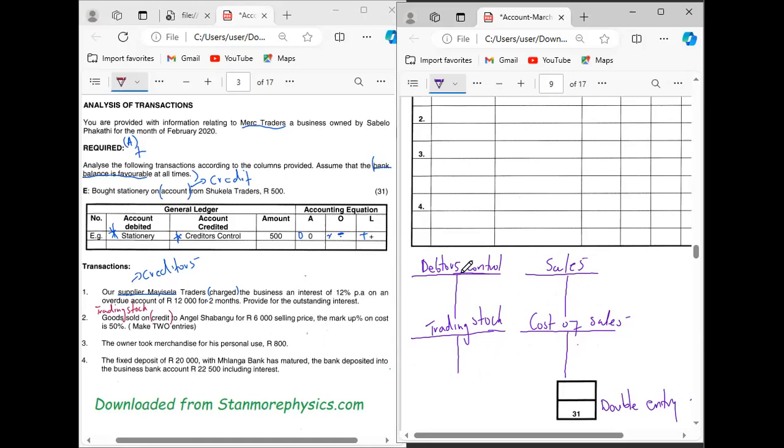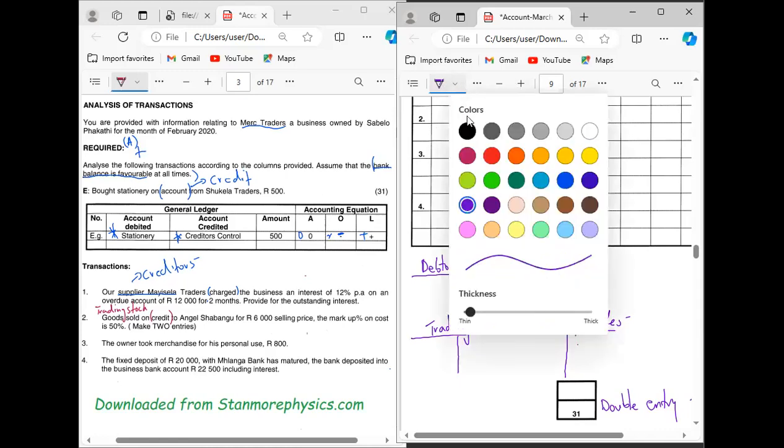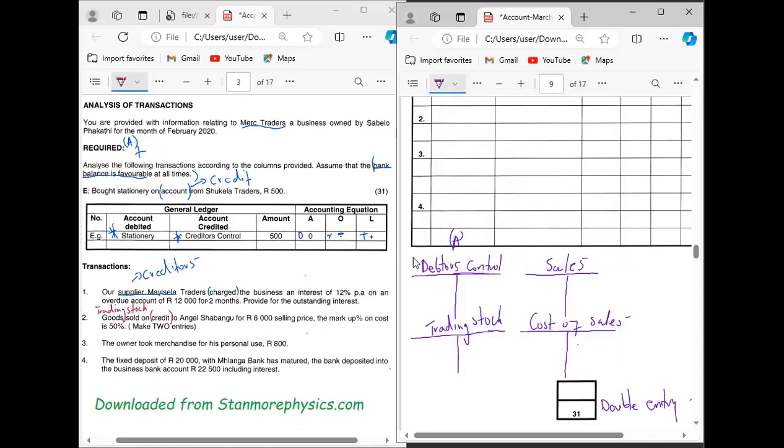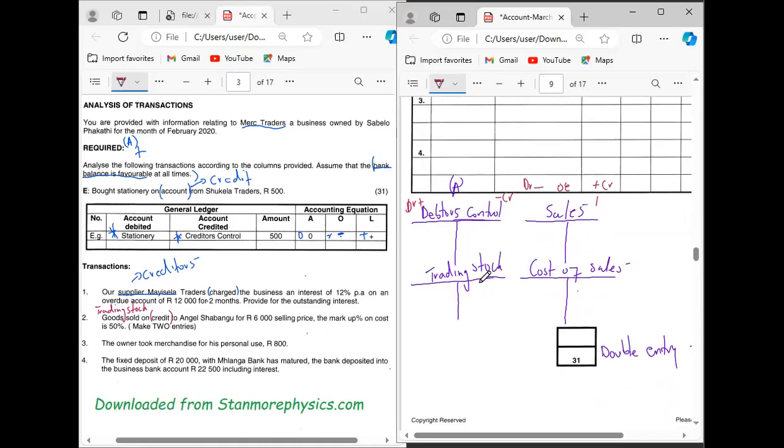First, let's start classifying the accounts. Debtors control is classified as an asset. All assets will have to increase under our debit side, and decrease under our credit side. Sales are classified as owner's equity. And then all owner's equity incomes will be under the credit side, while expenses will be under the debit side. And then we come to trading stock. Trading stock is classified as what?